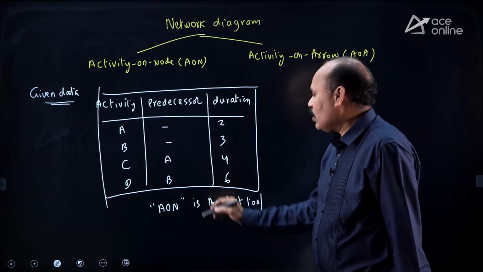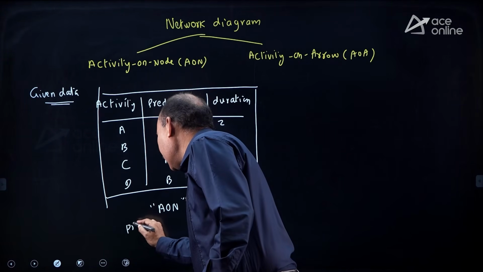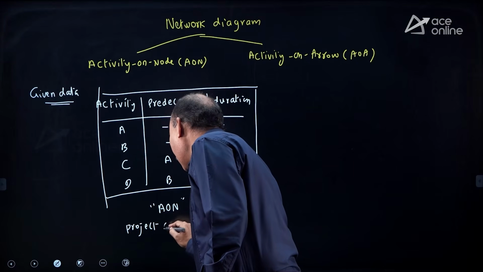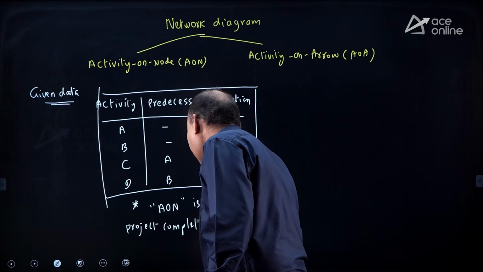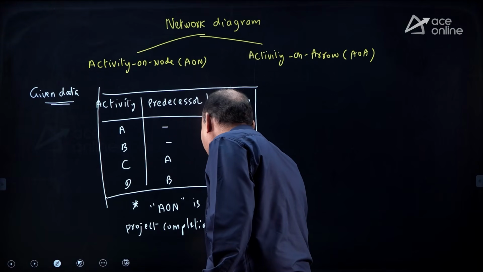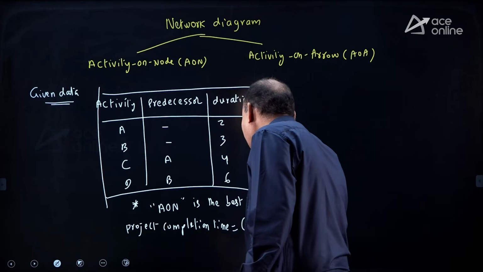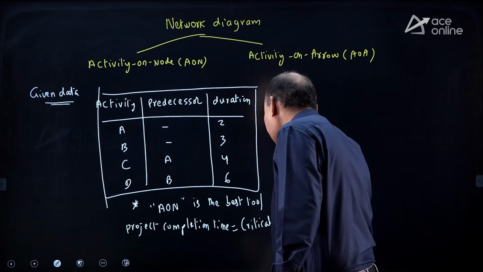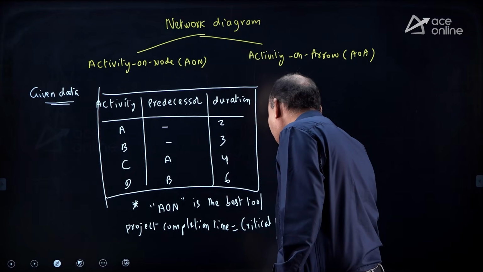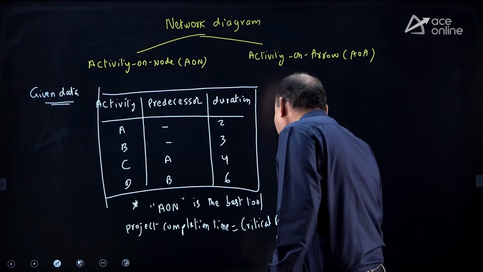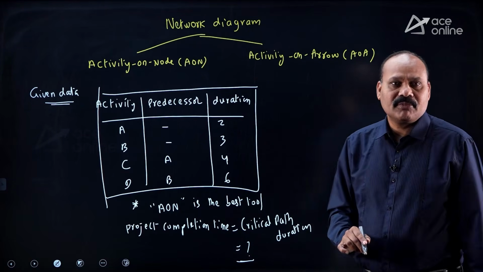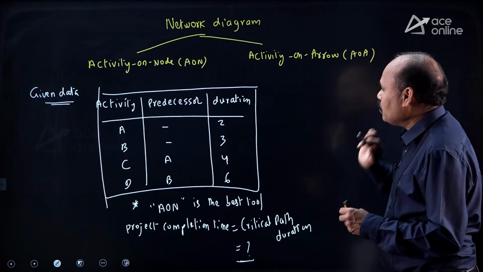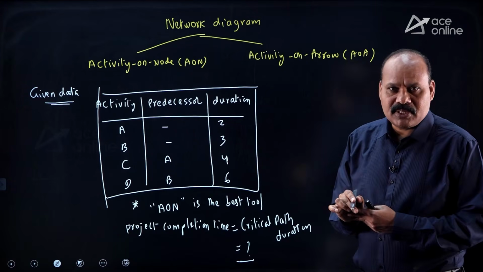And we are supposed to find the project completion time, which is equal to the critical path duration. Identify the longest path and you get the critical path duration. So the AON diagram is the best tool if 3 columns are given.